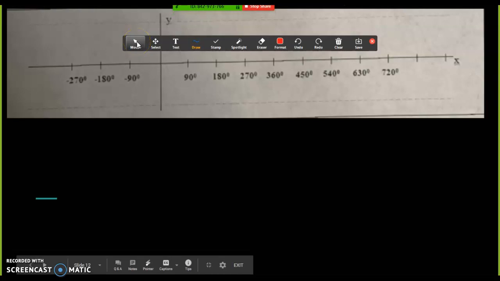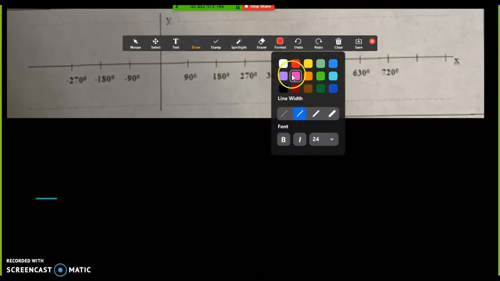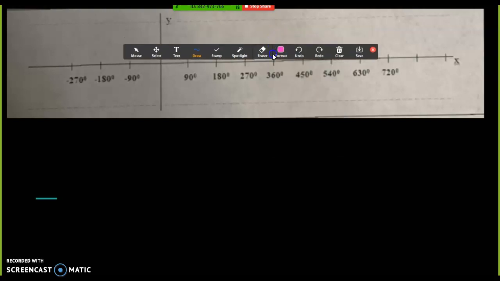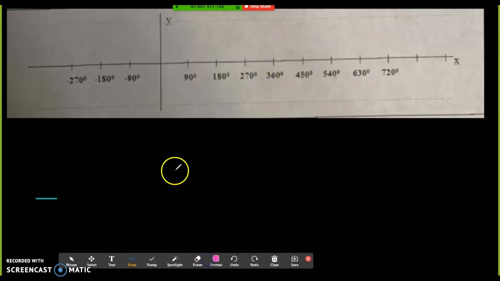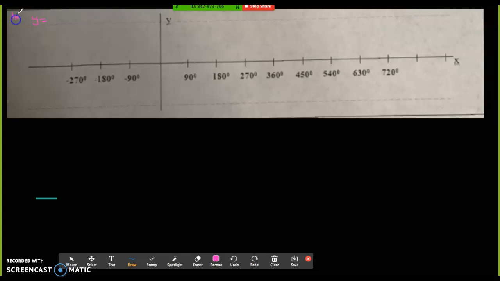If we look at problem 16, when we're graphing, we always want to start off graphing the parent function first. So let's look. 16 is a transformation on sine of x. So we have y equals 3 sine of 2x.